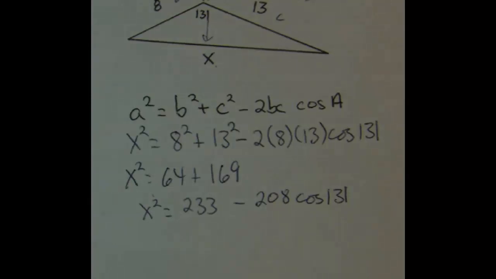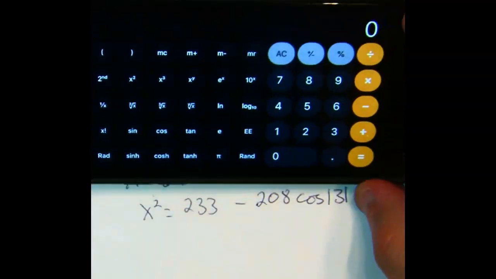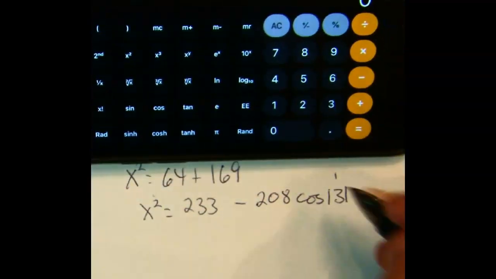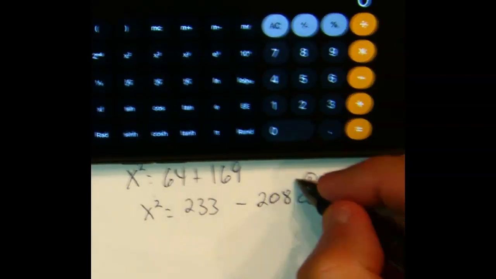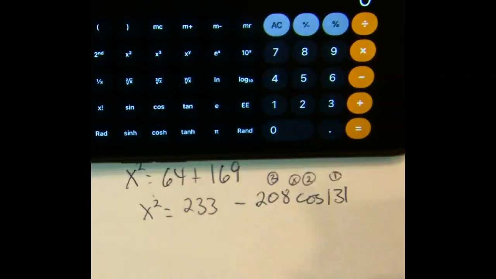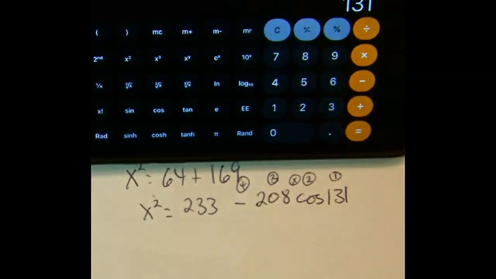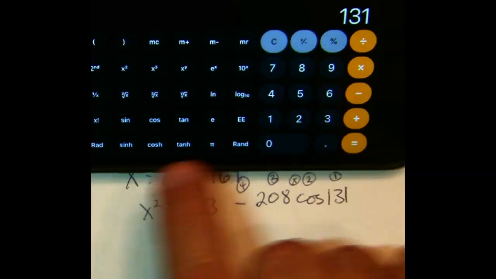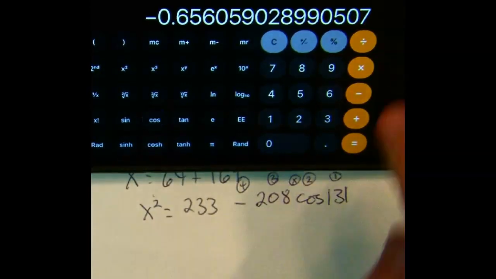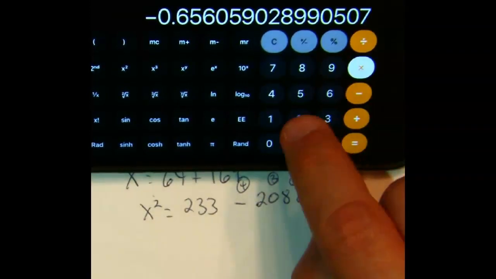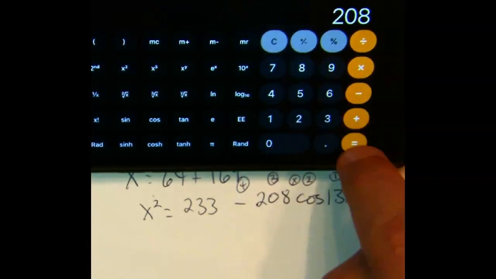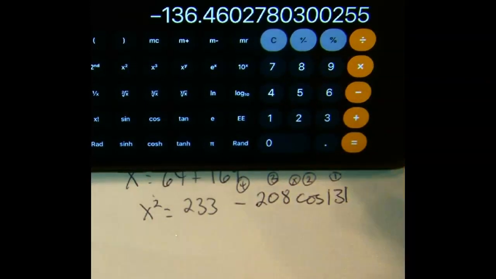So everybody get your calculator out. Let's turn it sideways. Let's see what we have. So remember, we're going to do this first, second, third, fourth. So we're going right to left. So I'm going to put in 131 cosine times 208 equals.